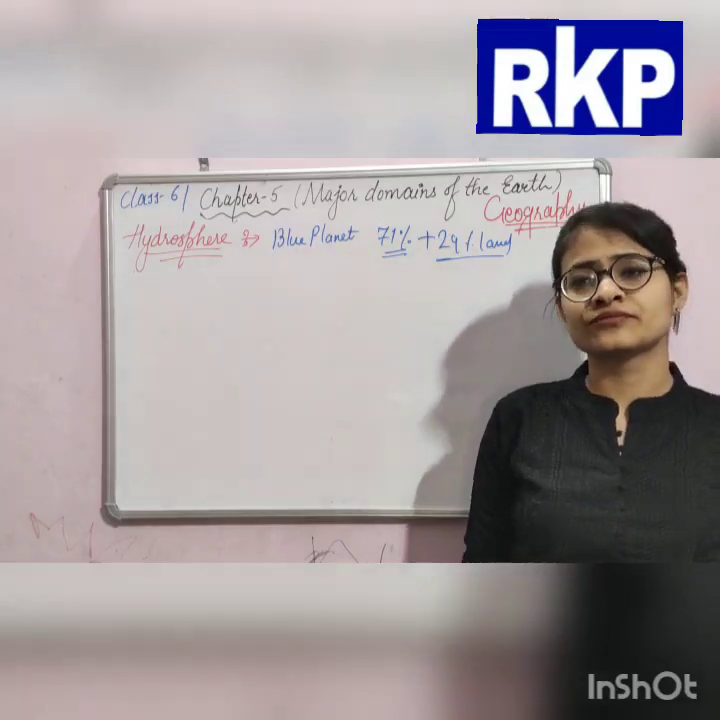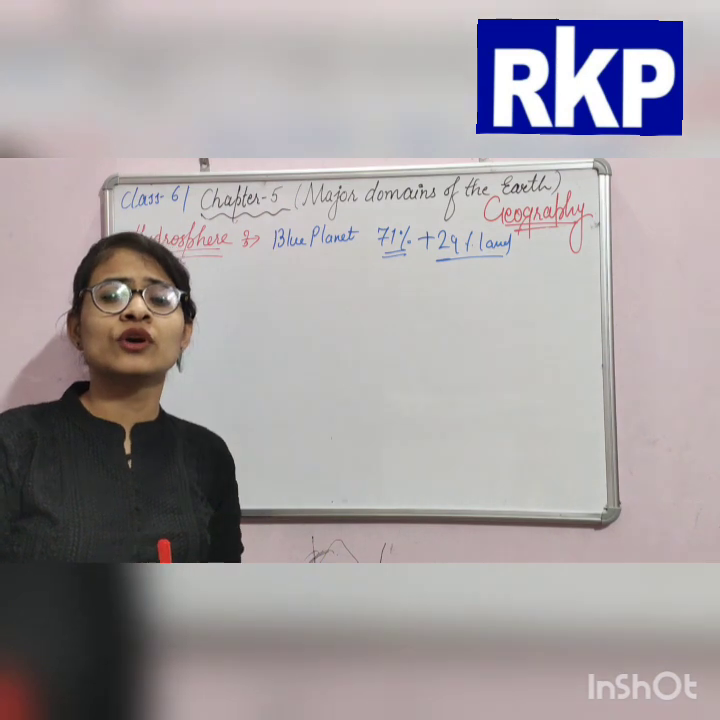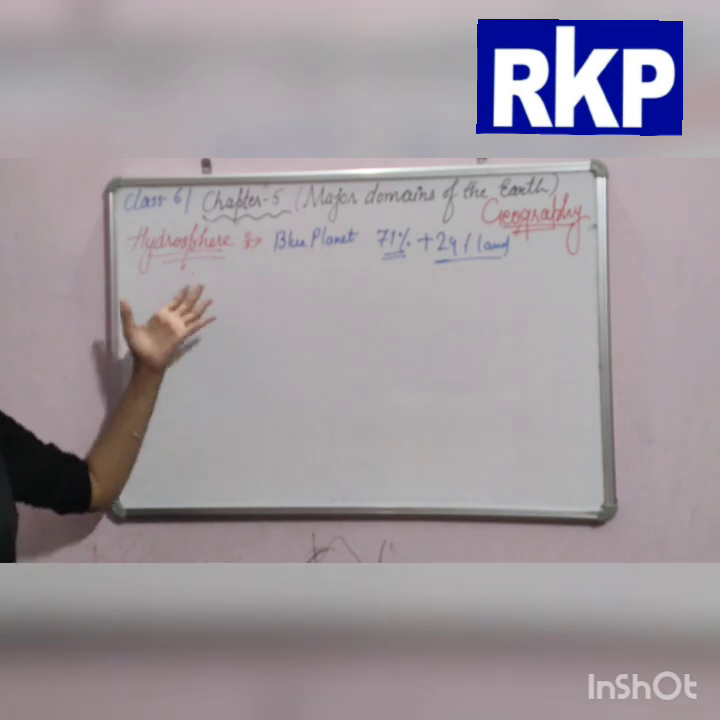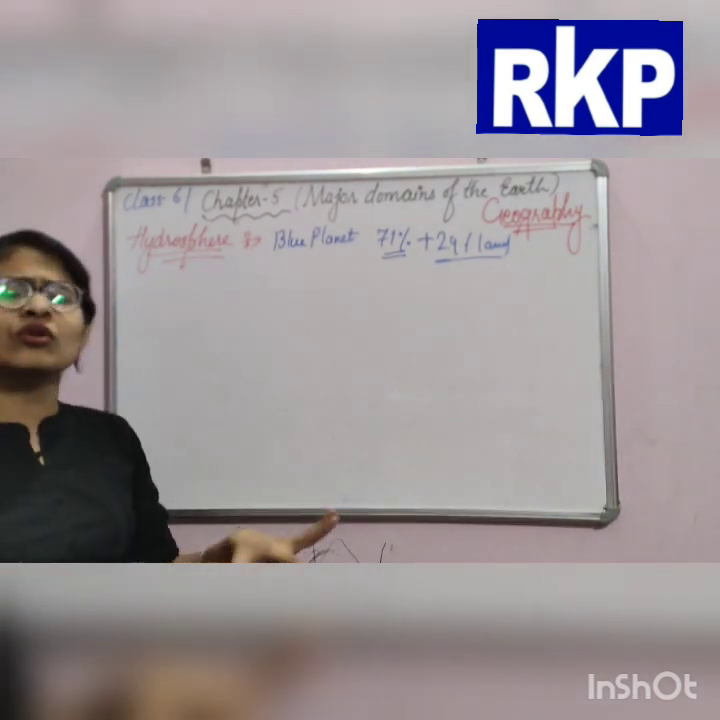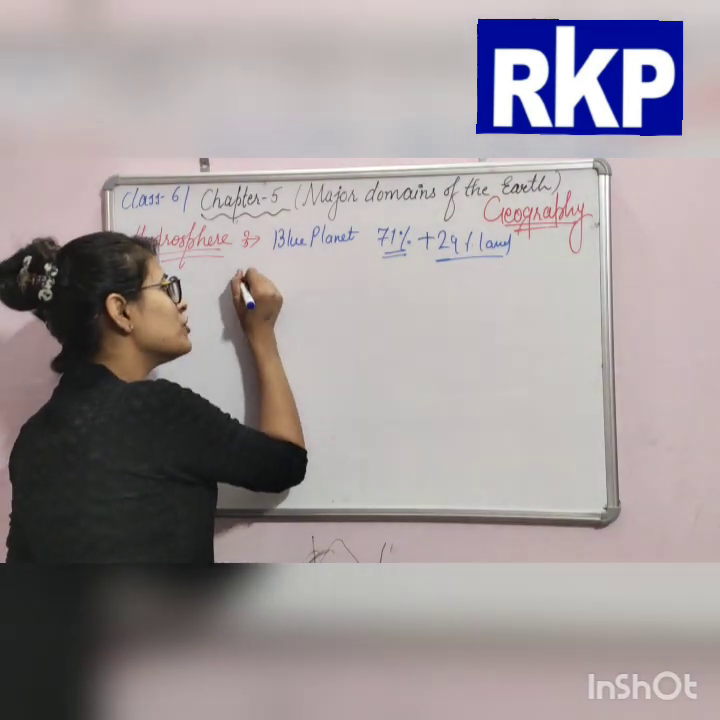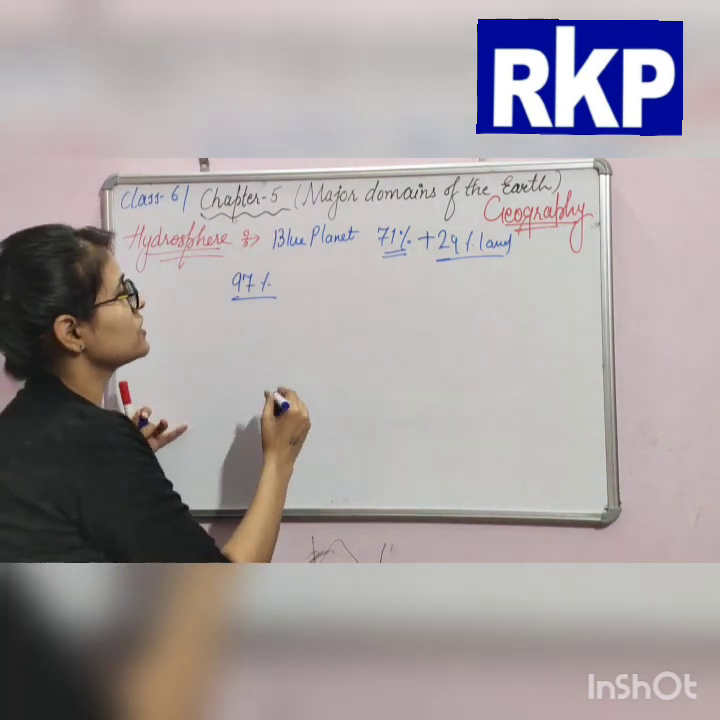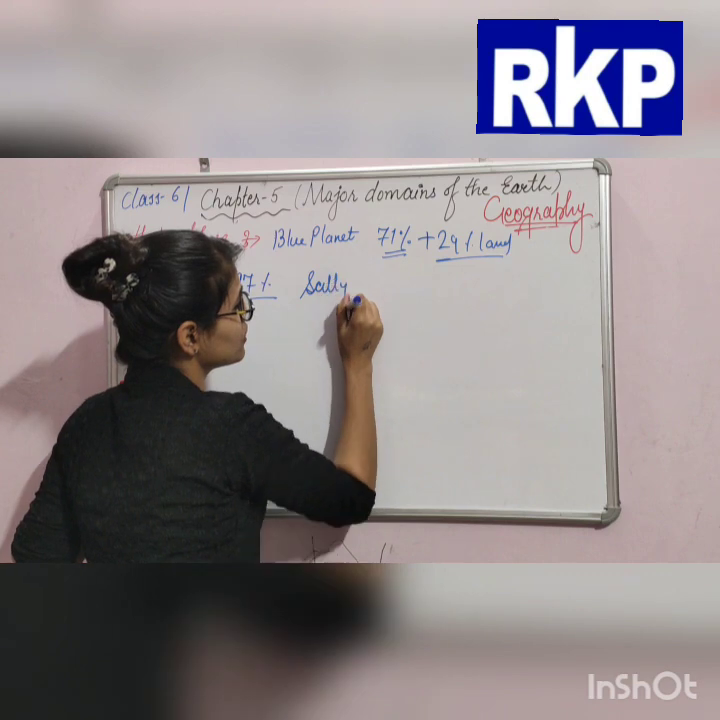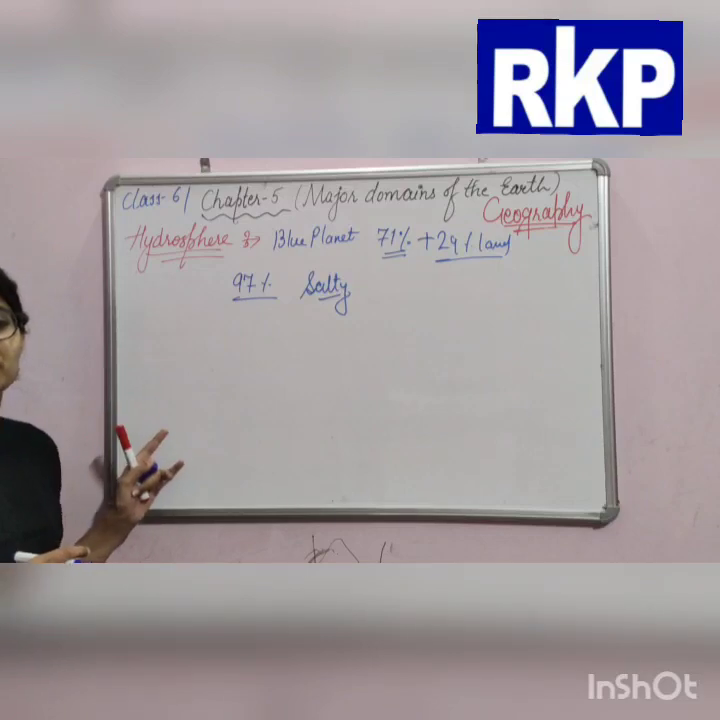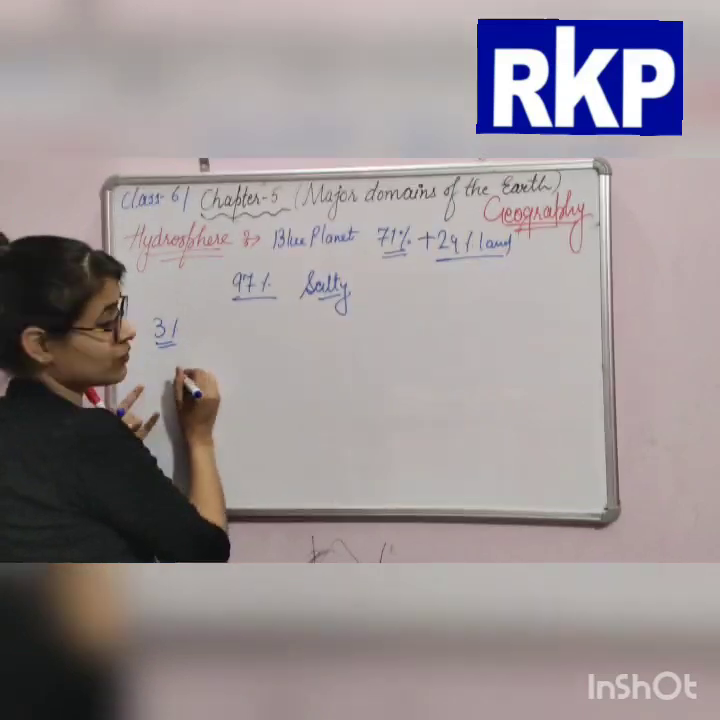It consists of water in all forms, whether in vapor form, liquid form, or solid form like ice. Hydrosphere consists of water in all forms. More than 97% of the water of the Earth is salty, and the remaining 3% is left.